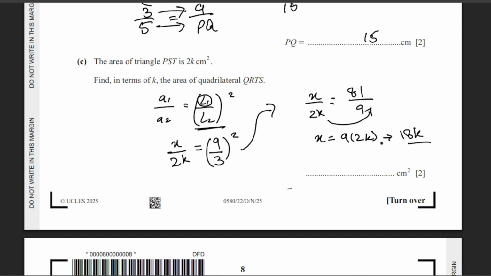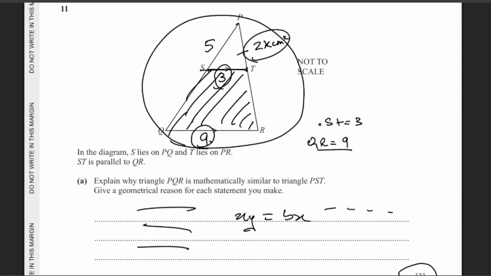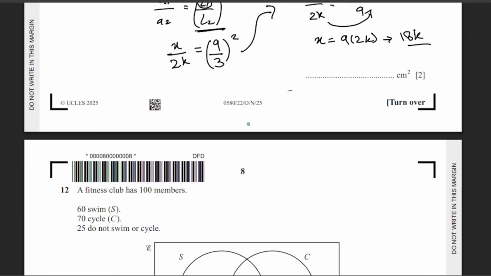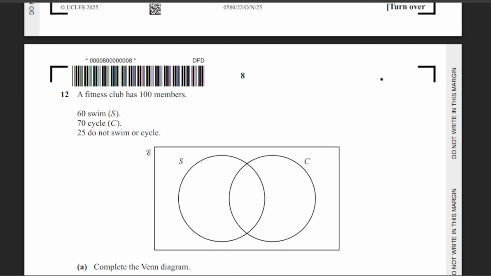Now remember, it asked us to find the area of the quadrilateral, which is this. So if the entire thing equals 18k, we just need to subtract 2k from it to get the area of this part right there. So 18k minus 2k is going to give us 16k centimeter squared, which is our final answer.